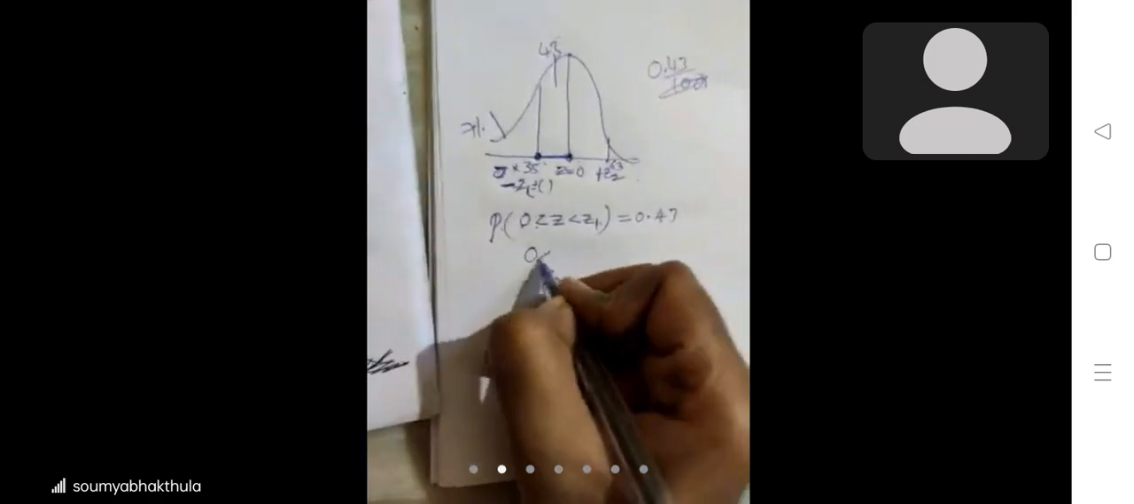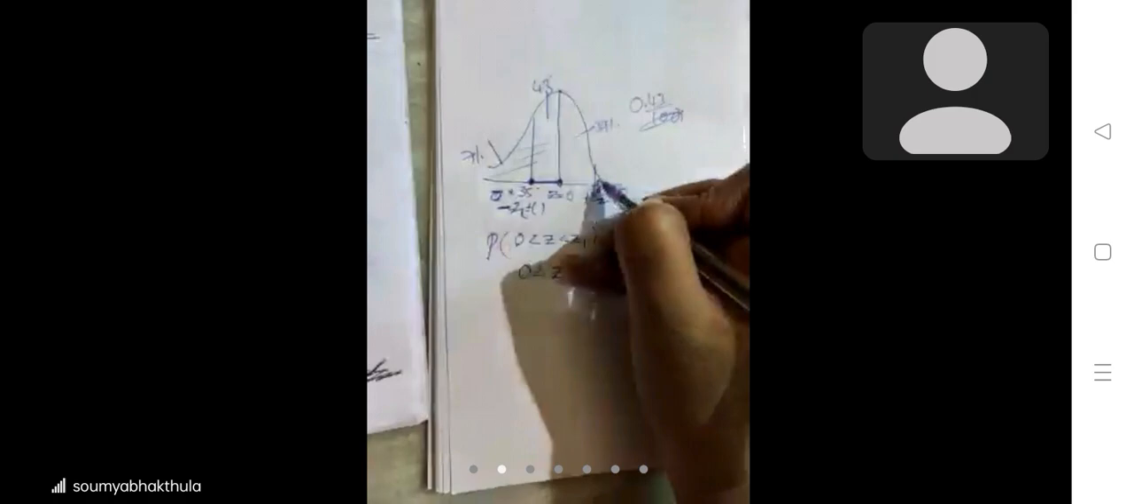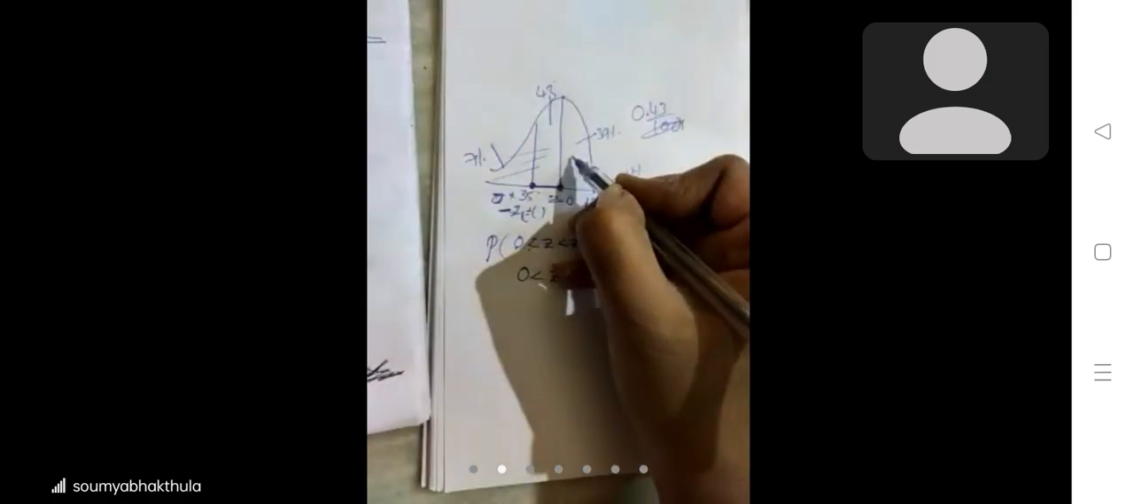Now the same for 0 to z2. From 0 less than z less than z2, what is this? This is 11%, right? So this will be 39%. 39 means 0.39. Okay? Is it clear? Yes, ma'am. Clear, ma'am.